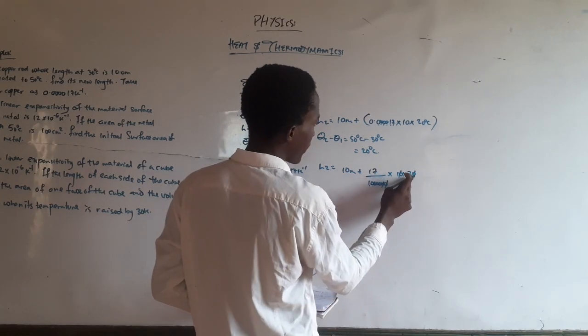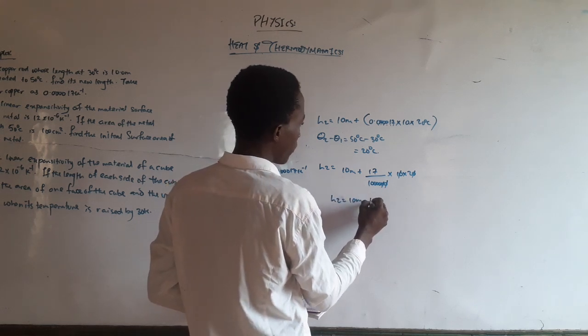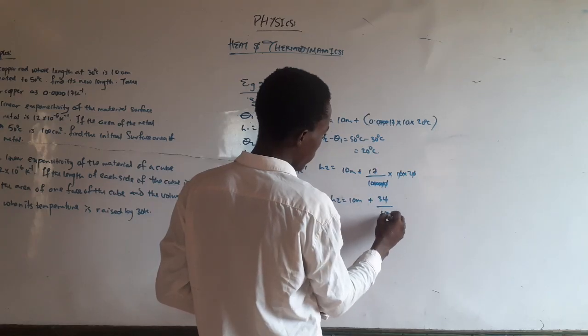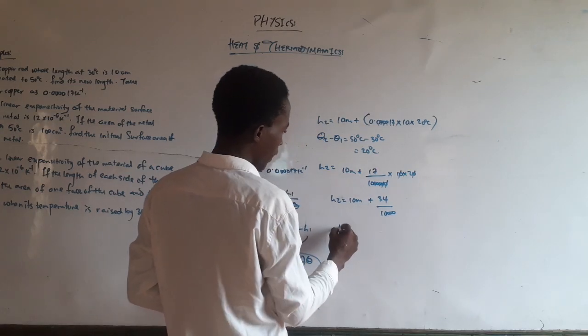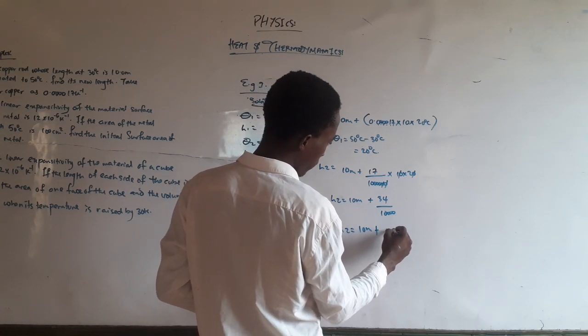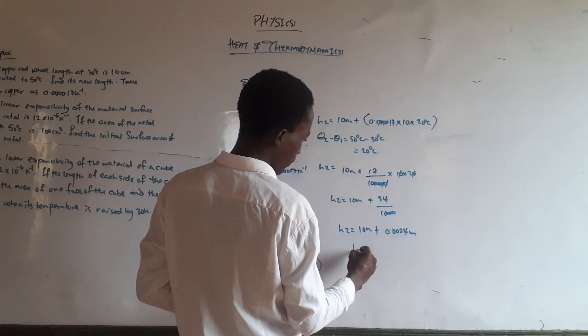We have 17 multiplied by 2, that's 34. So L2 is 10 meters plus 34 over 10,000. When you divide this, we have L2 is 10 meters plus 0.0034 meters.